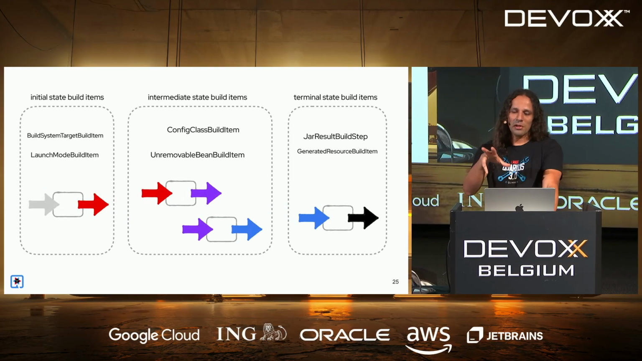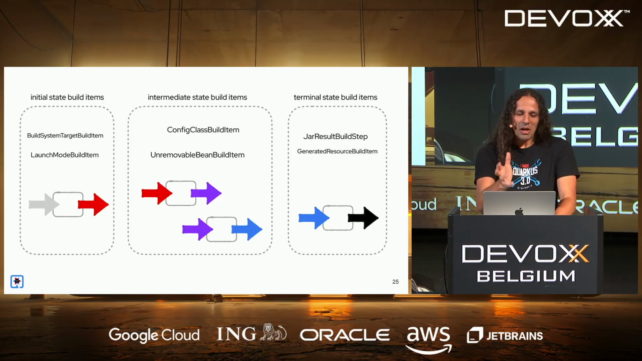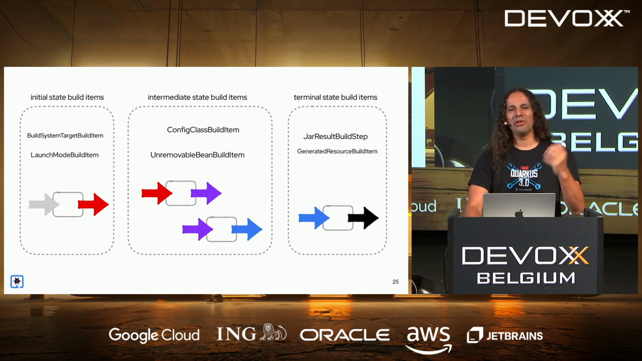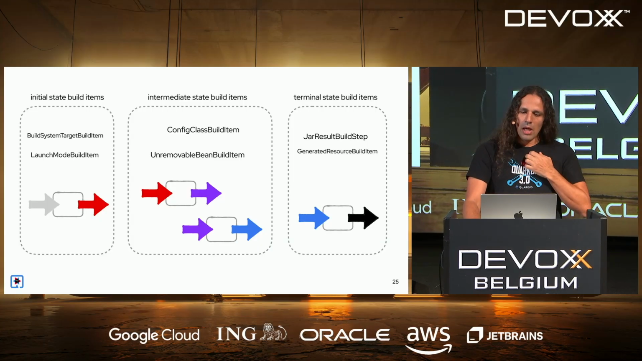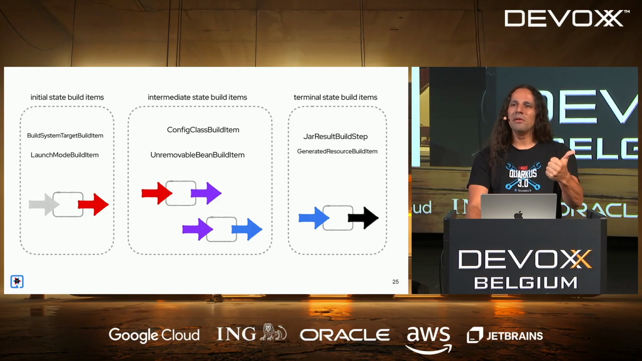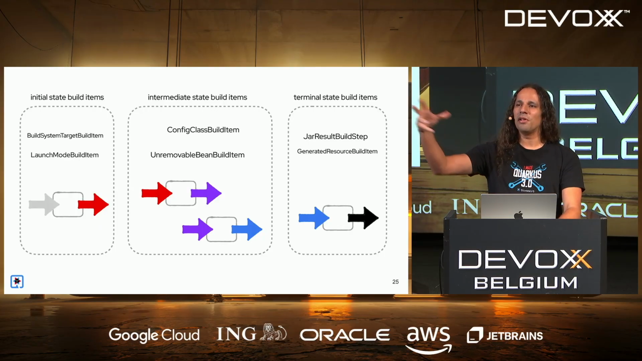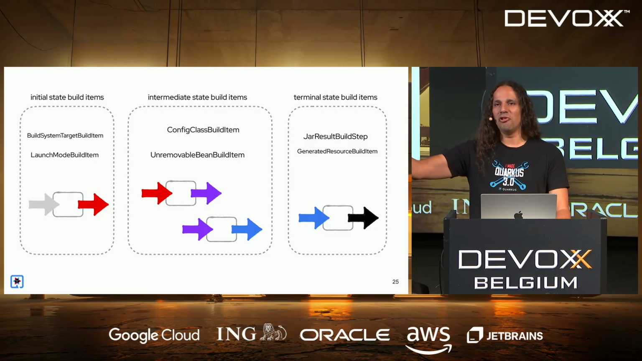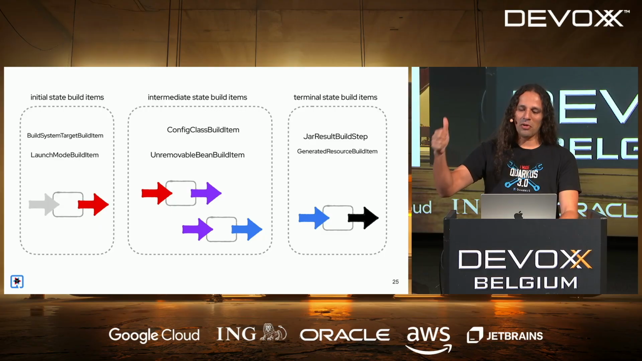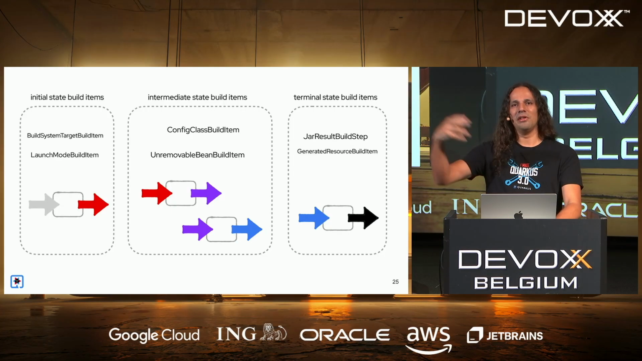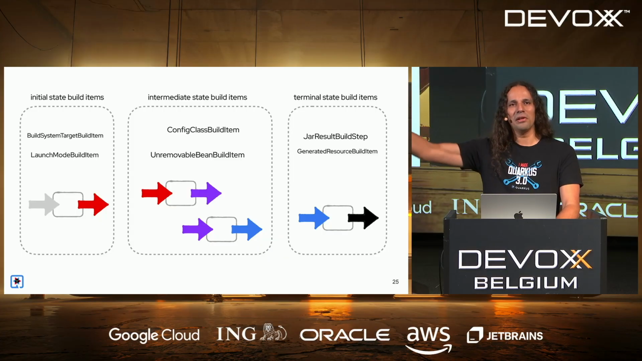So to give you a couple of examples, let's say one of the initial state build items that we have is the launch mode build item, which is usually saying if Quarkus is launching in dev mode, prod mode, or test mode, right? And then you may have intermediate states, let's say the unremovable bean item. That means that you want to say that the bean cannot be removed from Quarkus. And usually the final build step is one called the jar result build step. This is the one that's going to generate the jar, and in the end it just generates this resource build item, right?